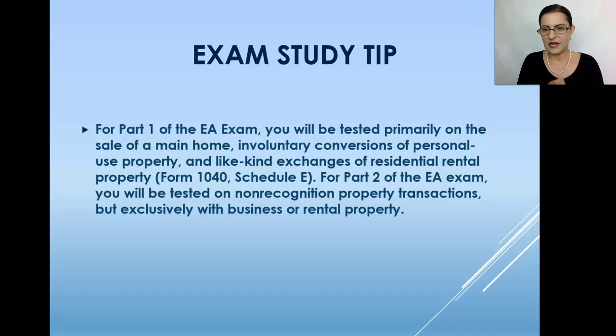The other two types of non-recognition property transactions, which are involuntary conversions and like-kind exchanges, 1031 exchanges, I cover in a crossover webinar. So check your crossover videos folder and watch that video before you take part 1 or part 2, because an individual human can have an involuntary conversion. That's when property is destroyed, for example, by a natural disaster, and that can happen to a business too.